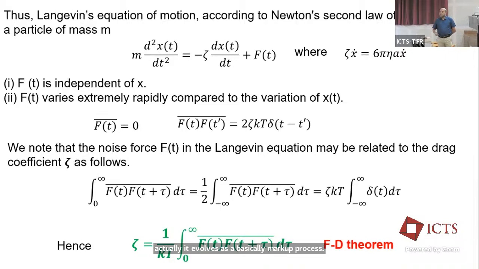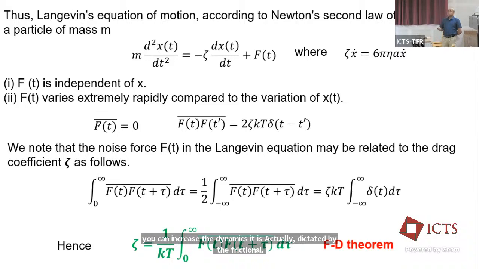One important thing I want to mention is that this frictional force, zeta, and this random force F(t) are related. How are they related? There is an important theorem called the fluctuation dissipation theorem. You cannot arbitrarily increase the random force; it is dictated by the frictional force also.